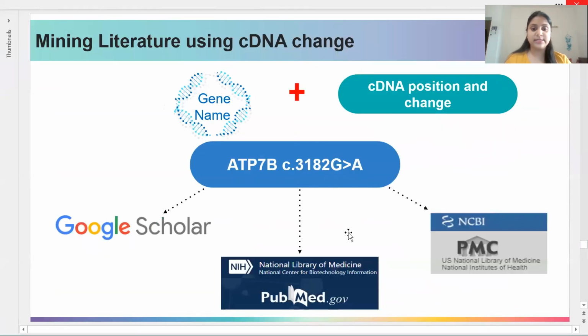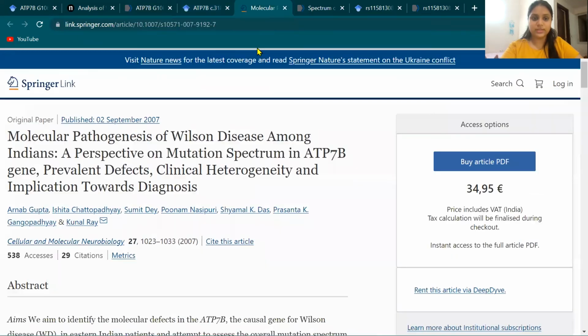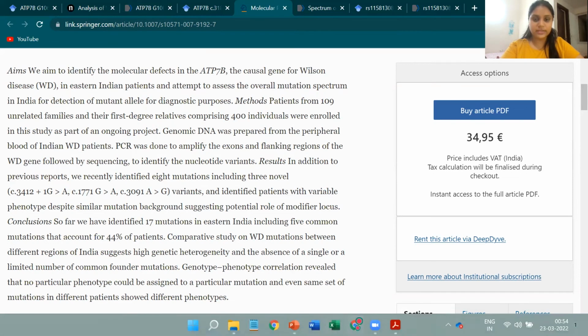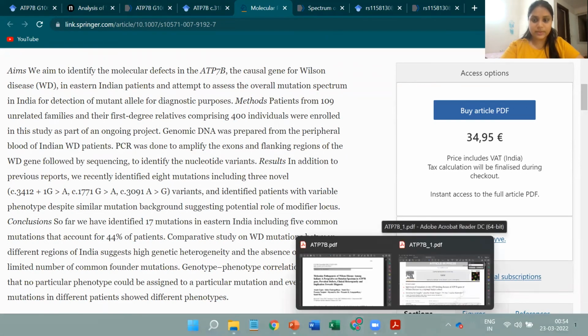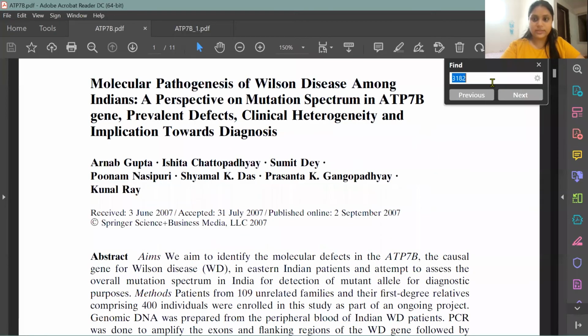Now let's move on to the cDNA change. When I put in the cDNA change in Google Scholar, I found 23 results, from which the first result was this study, where again they have studied multiple patients, that is patients from 109 unrelated families. I have downloaded this paper and kept it. So this is this paper.